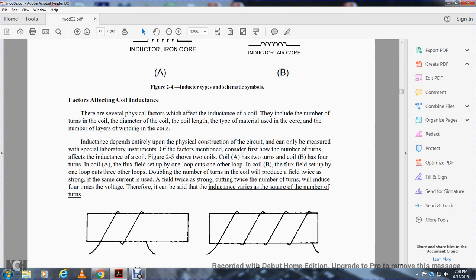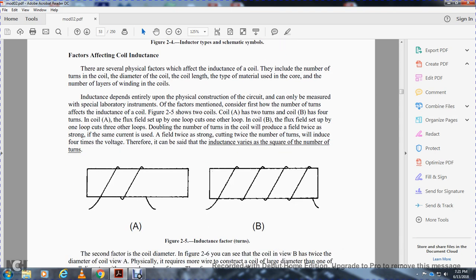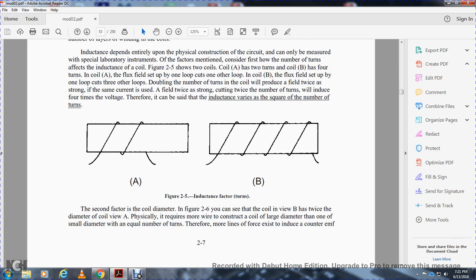Figure 2-5 shows two coils. Coil A has two turns and coil B has four turns. In coil A, the flux field is set up by one loop cutting the other loop, and in coil B the flux field is set up by one loop of the coil cutting the 3 other loops. Doubling the number of turns of the coil produces a field twice as strong. If the same current is used, with the field twice as strong cutting twice the number of turns, it will induce four times the voltage. Therefore, it is said the inductance varies as the square of the number of turns. This shows the inductance factors of the number of turns in coils A and B.